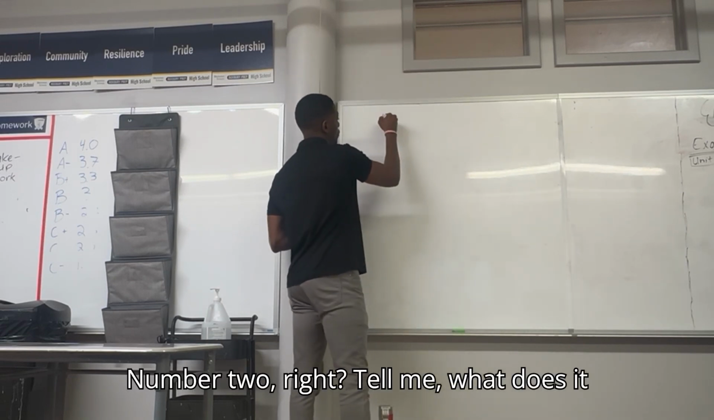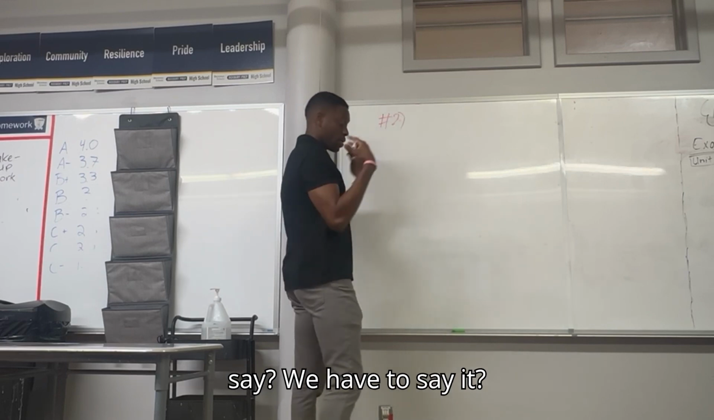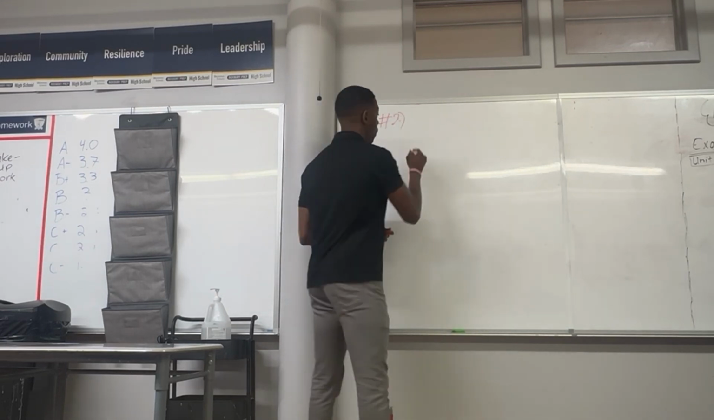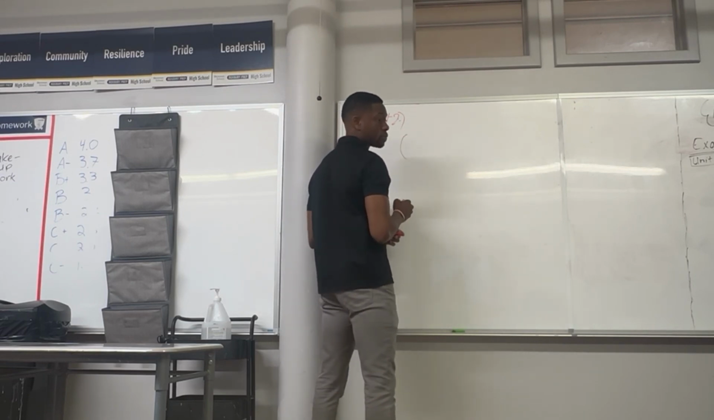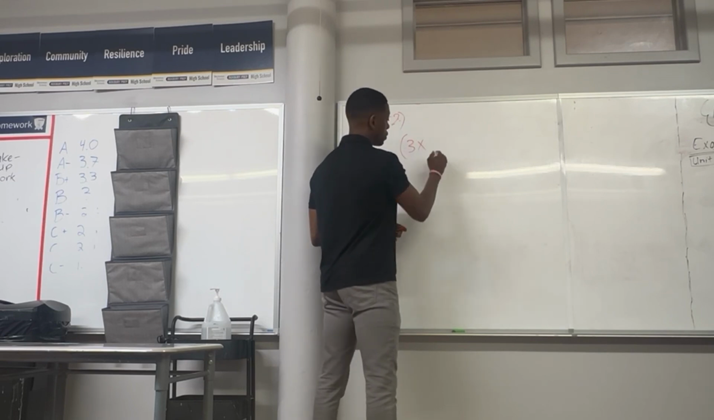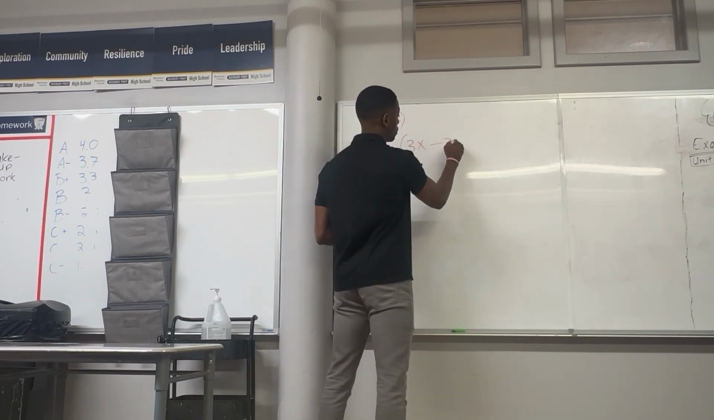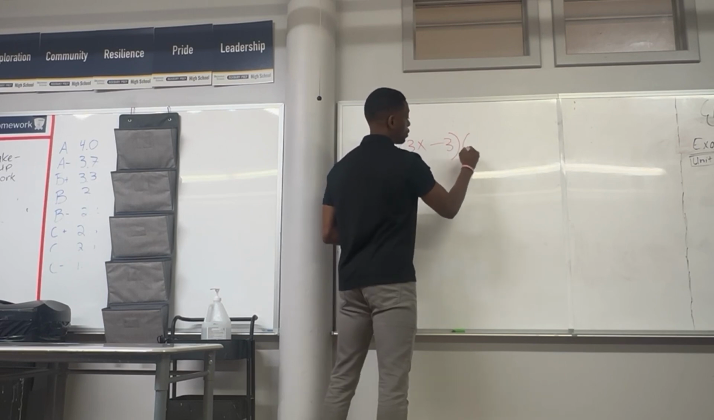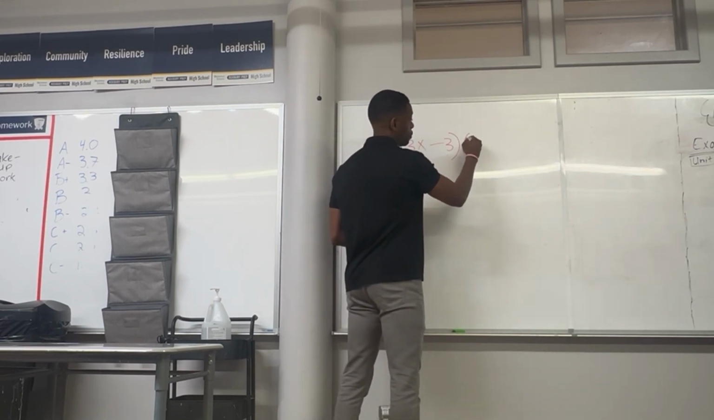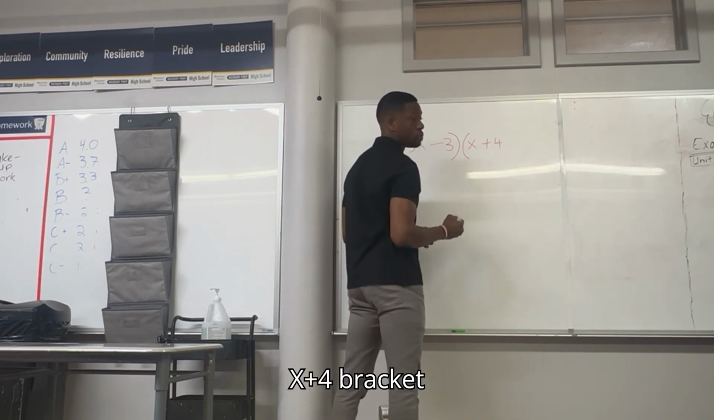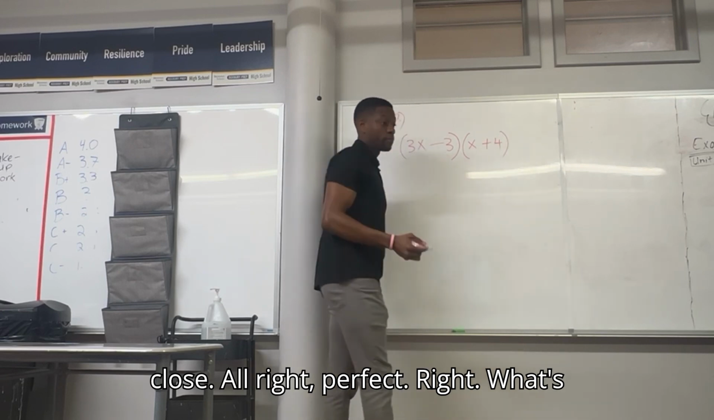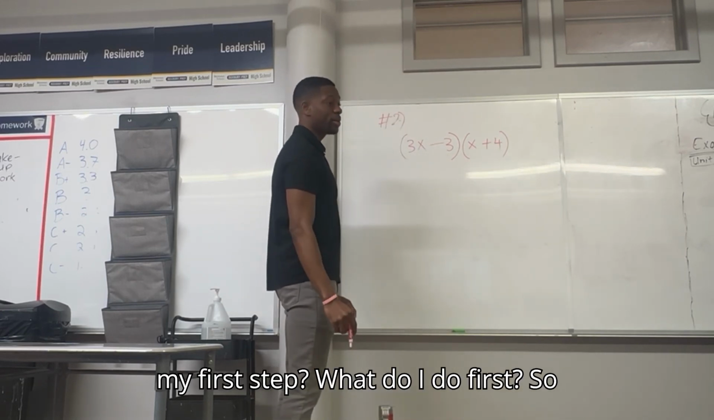Number 2, right? Tell me, what does it say? We have to say it. Bracket open. Minus what? 3? Close. Okay. Bracket open. Plus 4. Bracket close. All right, perfect. Right. What's my first step? What do I do first?